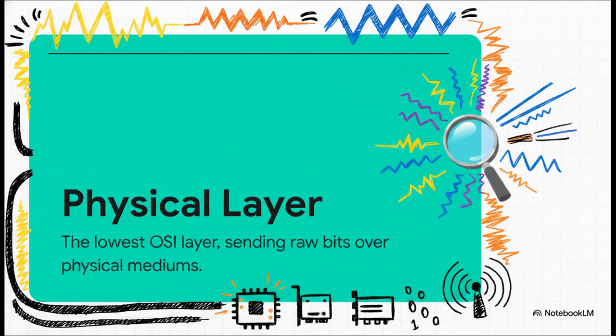Its one and only job is to take raw digital data and transmit it over a physical medium. Down here, there is absolutely no concept of IP addresses, MAC addresses, or smart routing. None of that. It deals exclusively with raw hardware. We're talking electrical voltages, pulses of light, or radio waves.